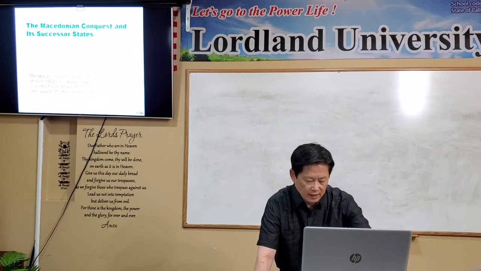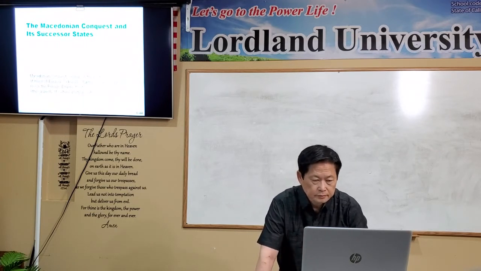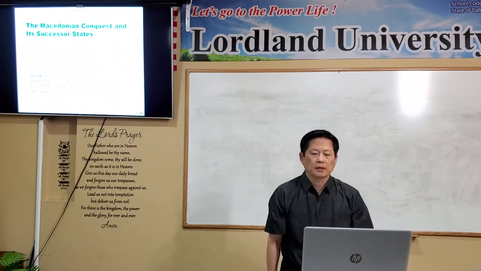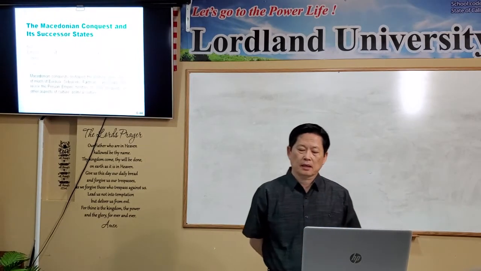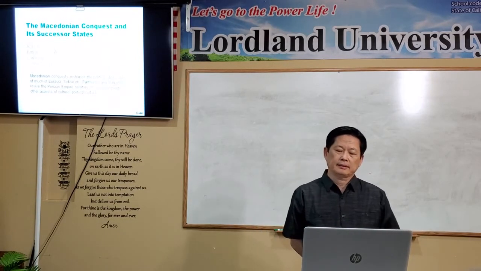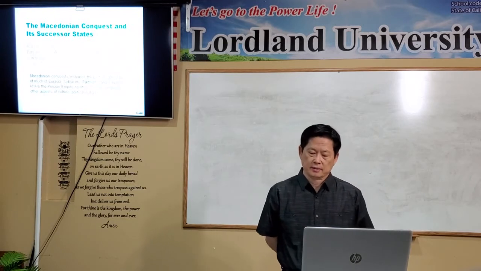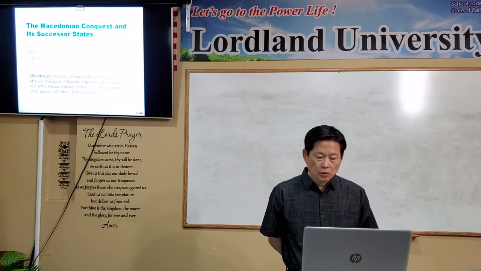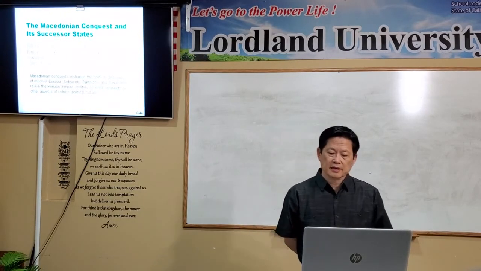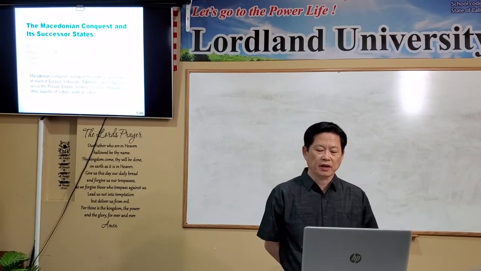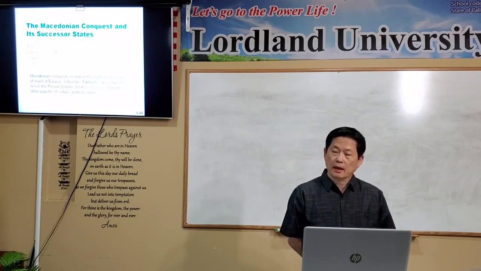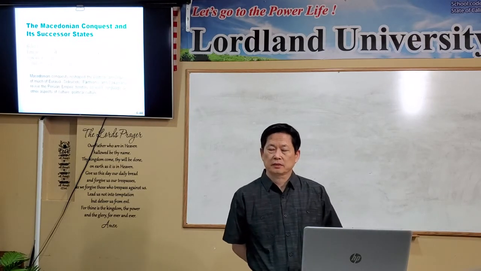Section 5. The Macedonian conquest and its successor kingdoms. We will review the successor kingdoms to the Persian Empire after the Achaemenid dynasty.